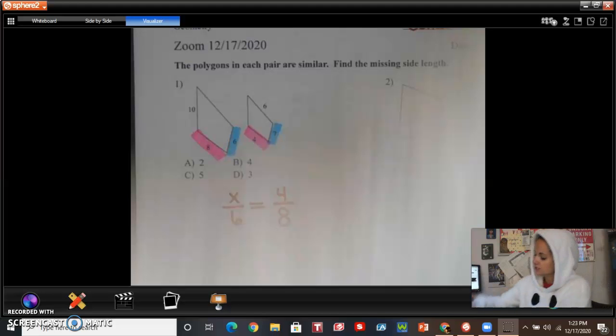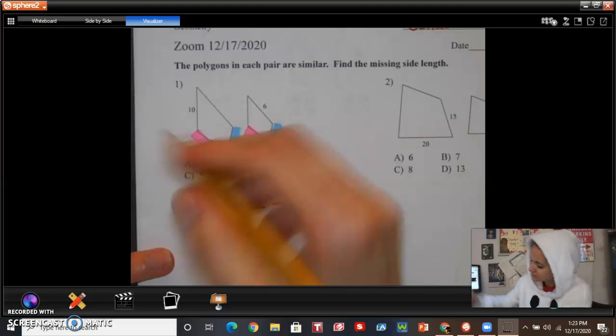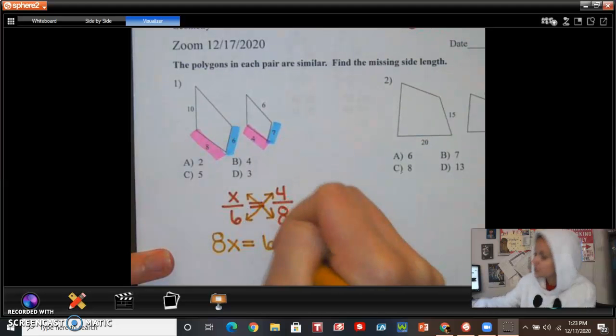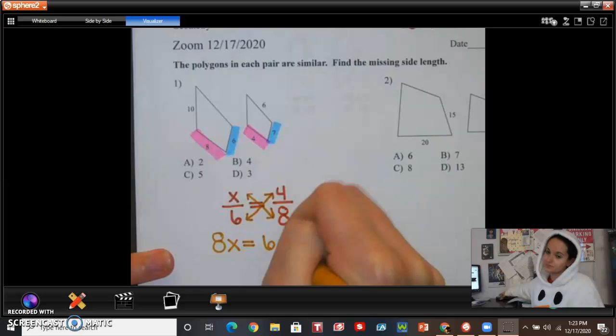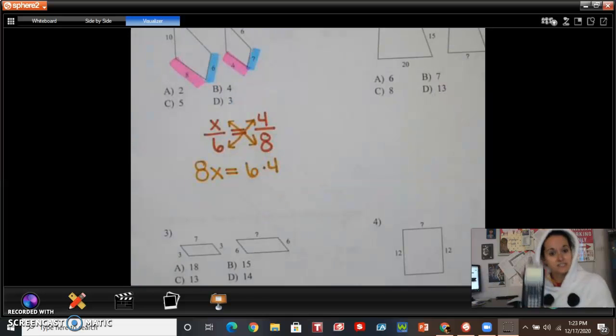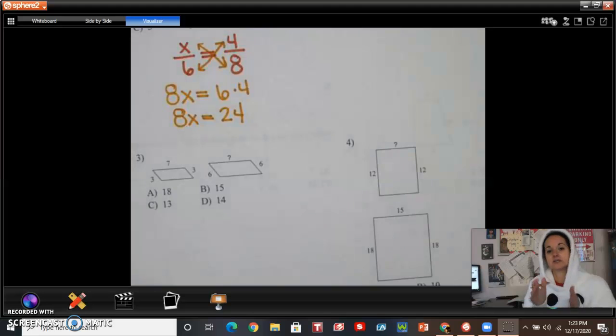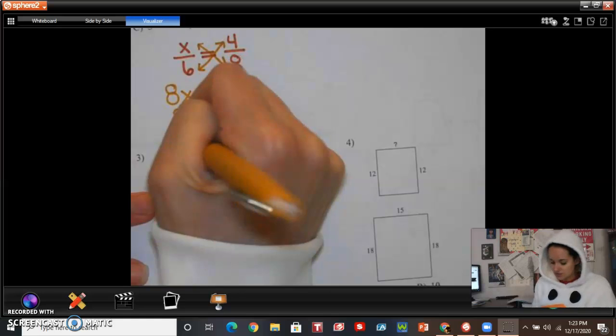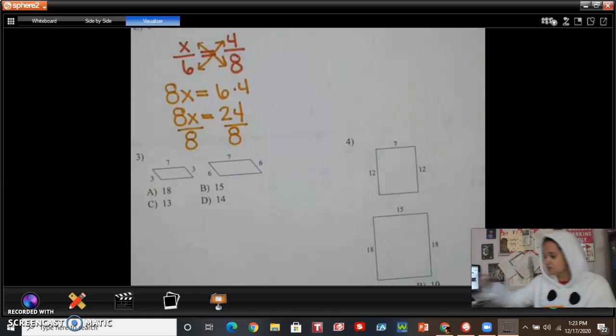So we can multiply diagonally this way, and that gives us 8x. Then we multiply diagonally this way, and that gives us 6 times 4. Please use your calculators. They work. So we get 8x equals 24. Now remember, algebraically, when you are solving for x and it has a number written right next to it, that is multiplication. The opposite of multiplication is division. So we're going to divide by 8, and we get that our unknown side length is 3.